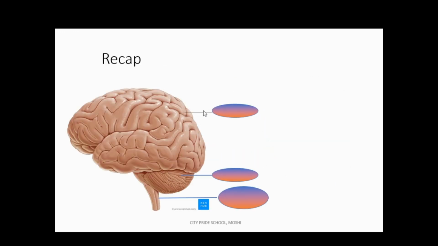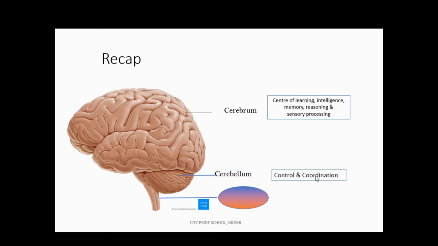Let's quickly recap the structure of the brain and the functions of the parts of the brain. The cerebrum is responsible for learning, intelligence, memory, reasoning, and sensory processing. The cerebellum, which is behind the brainstem, is responsible for control and coordination of voluntary muscles. The brainstem or the medulla is responsible for the control of involuntary life processes.